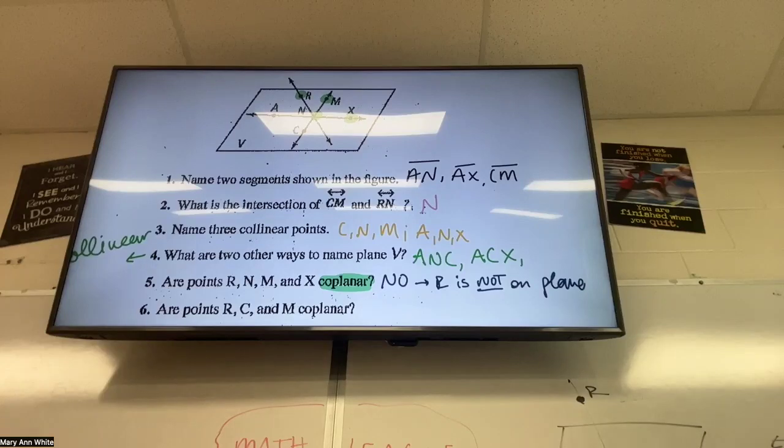Okay, this last one's going to be a little trippy. It says, are R, C, and M coplanar? R, C, and M coplanar. They are not on the plane that's drawn, but they are coplanar. Hey, you did say yes. Can you explain anything about that? Or were you just like, I know it's yes?